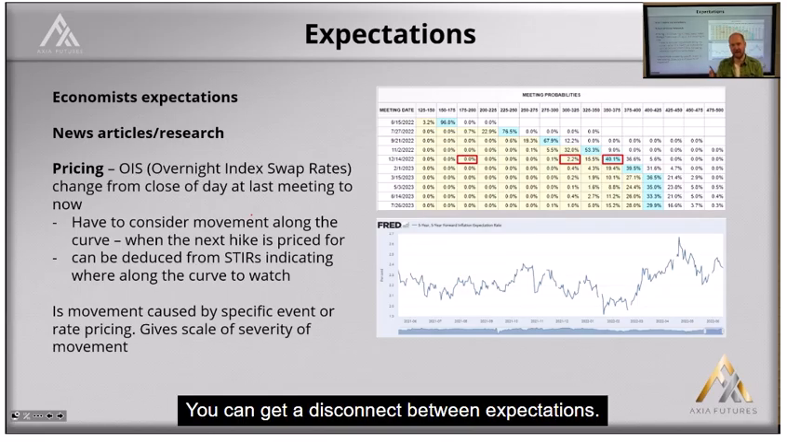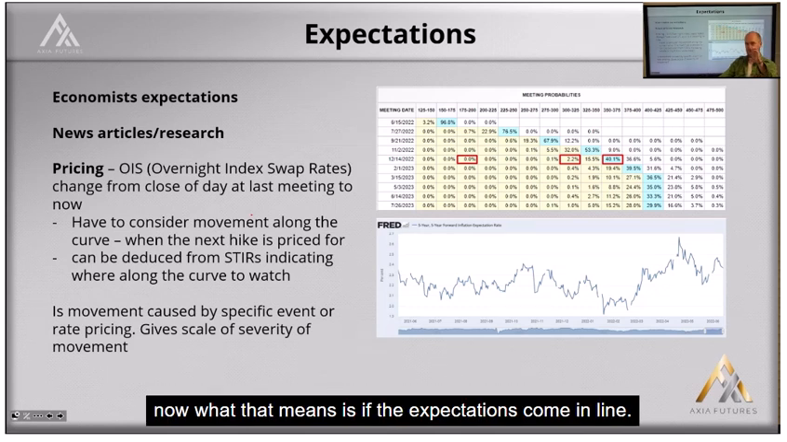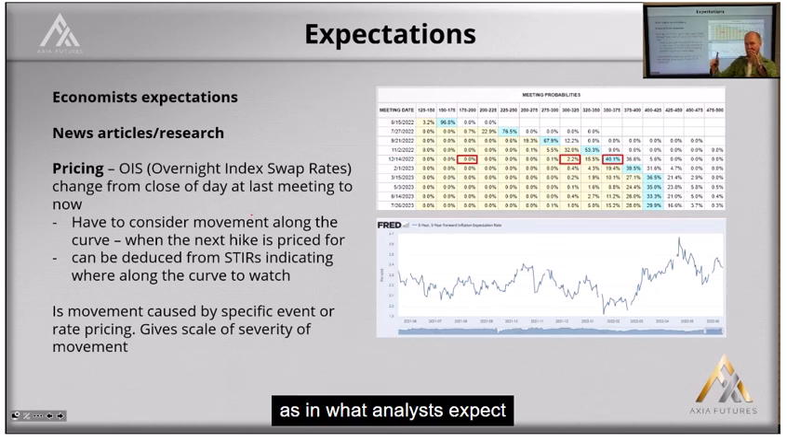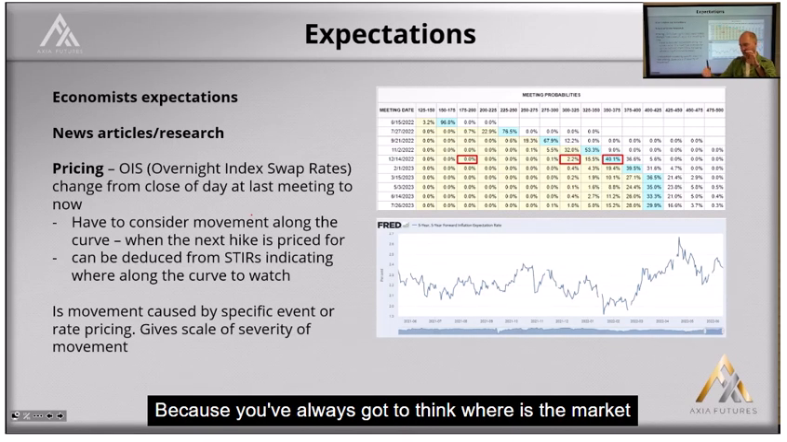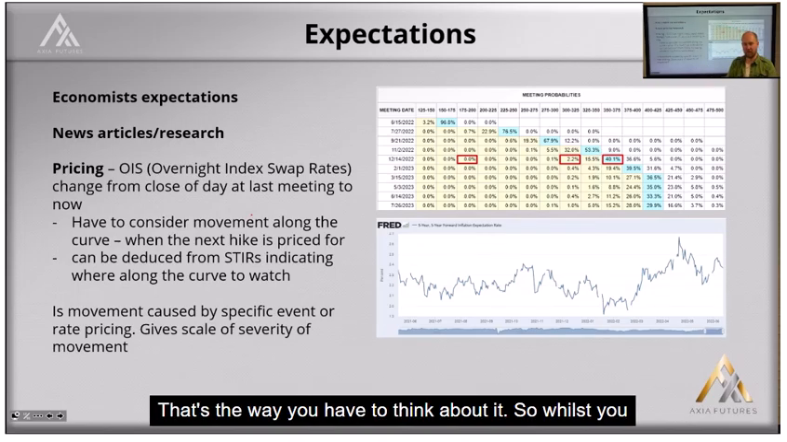You can get a disconnect between expectations and market pricing. Now, what that means is if the expectations come in line, as in what analysts expect, and that's different to market pricing, you still get a move. Because you've always got to think, where is the market now? And based on that, based on what happens, where should the market go? That's the way you have to think about it.